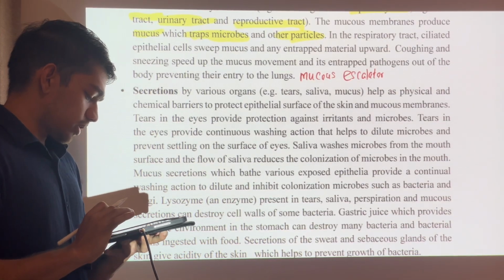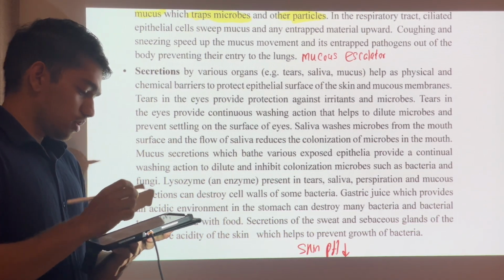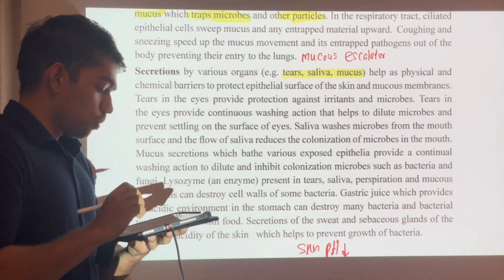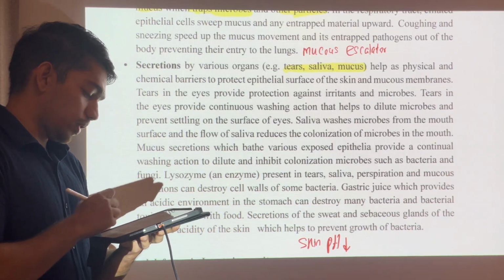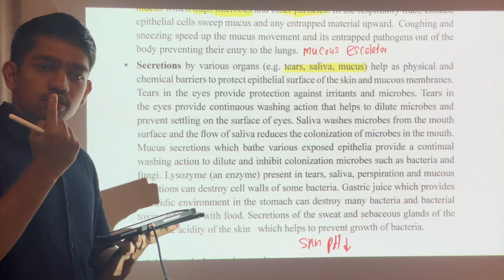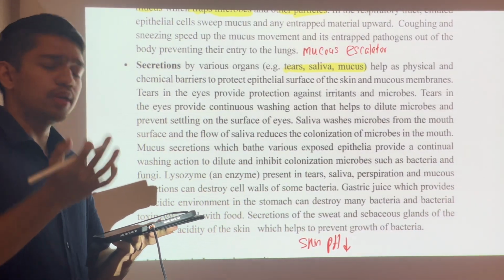Then secretions we consider as again physical or chemical barriers. What are the examples? They can be tears, saliva, or mucus. Again, mucus is considered here. So tears are found in your eyes. We know once there is some sort of an irritant that is hurting our eye, the tear production is going to rapidly increase.